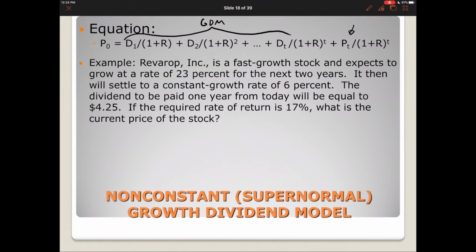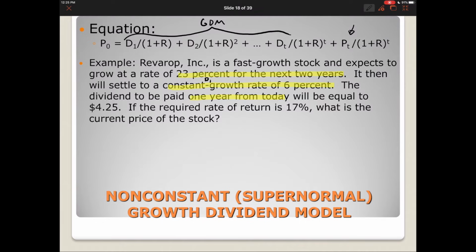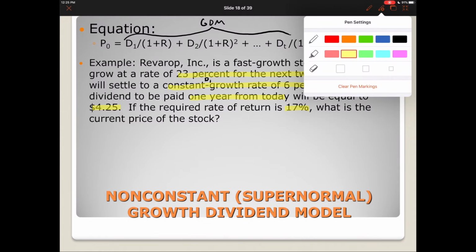This Reverop is a fast growth stock and expects to grow at a growth rate of 23% for the next 2 years. It then will settle into constant growth of 6%. The dividend to be paid 1 year from today, so they've actually given us D1 here, simplifies our analysis a little bit. And that dividend will be equal to $4.25. If the required rate of return is 17%, what is the current price of this stock?